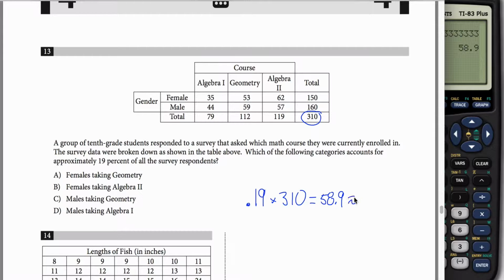In other words, damn near 59. So what I'm looking for is a 59, or a number that's really close to 59. Hey, there's exactly 59 right there. That's nice. What does this represent? This represents the males that are taking geometry.